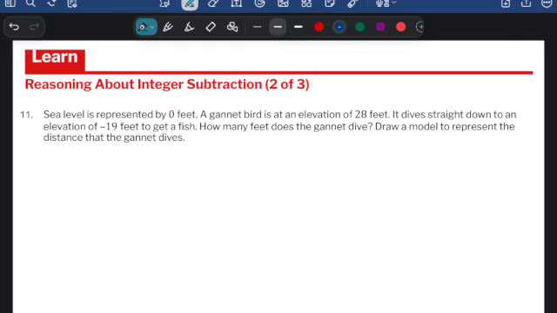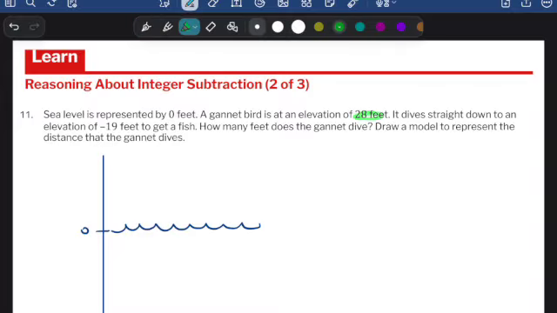Sea level is represented by 0 feet. I like to draw vertical number lines when I'm talking about sea level. So here's my vertical number line, and I'm going to put 0 right in the middle. Sometimes I like to draw water here too to make me remember that sea level is where the water is. Again, the gannet is at an elevation of 28 feet. So 28 feet, that is a positive integer. That's positive, so that means I'm going to be above 0. So let's make a tick mark up here for 28 feet.